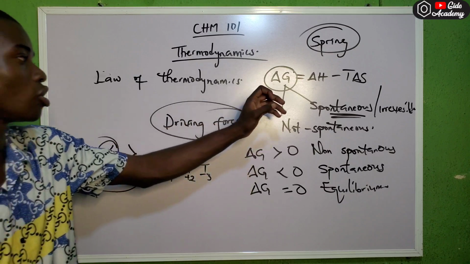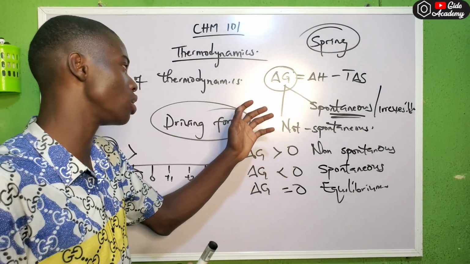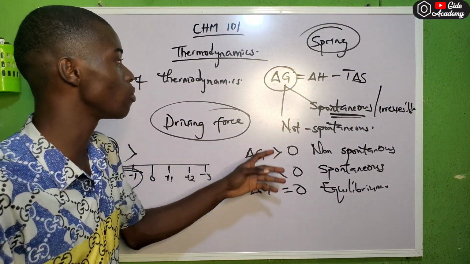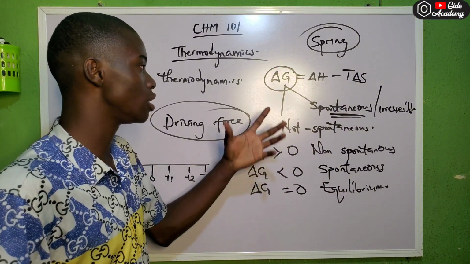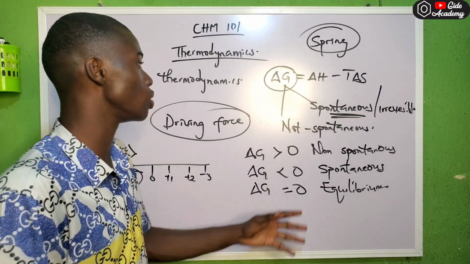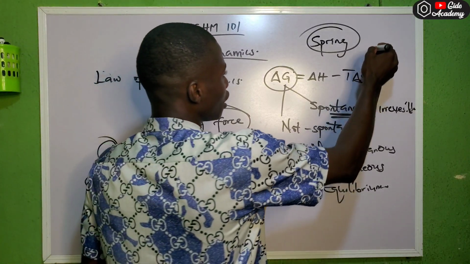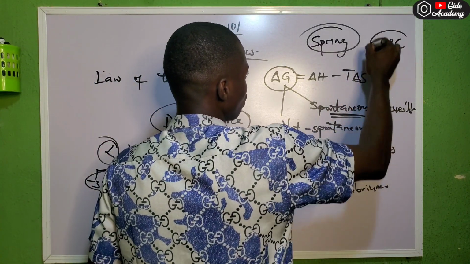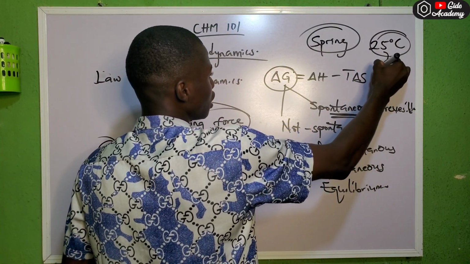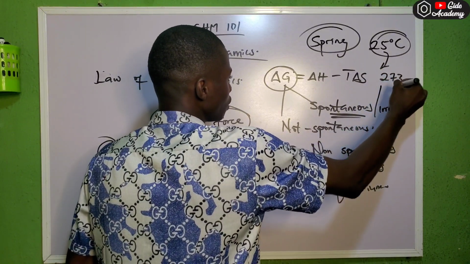There are actually some calculations on delta G that you can search for on the internet or in your textbook. They are very, very easy. You just insert the value of delta H. If, for example, they give you 25 degrees Celsius, you have to convert it to Kelvin by adding 273 to it.